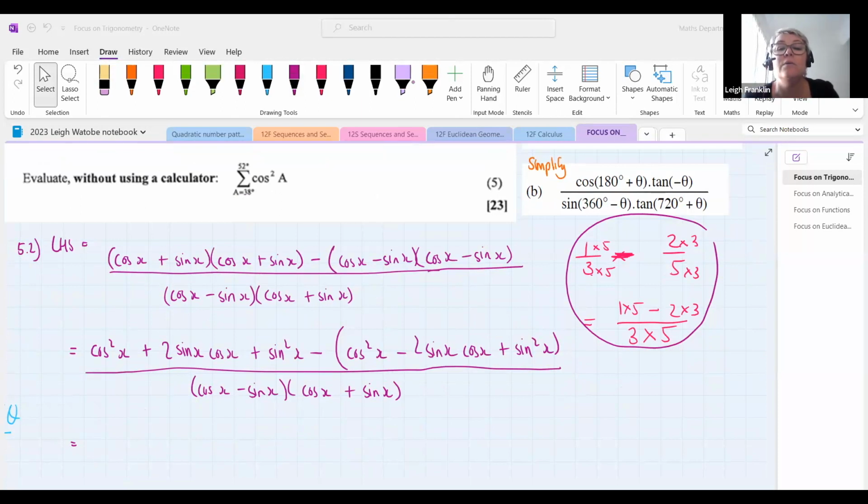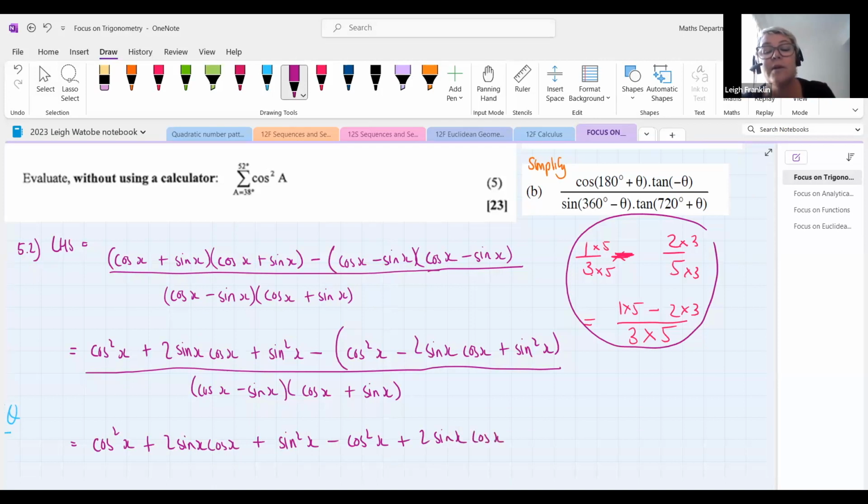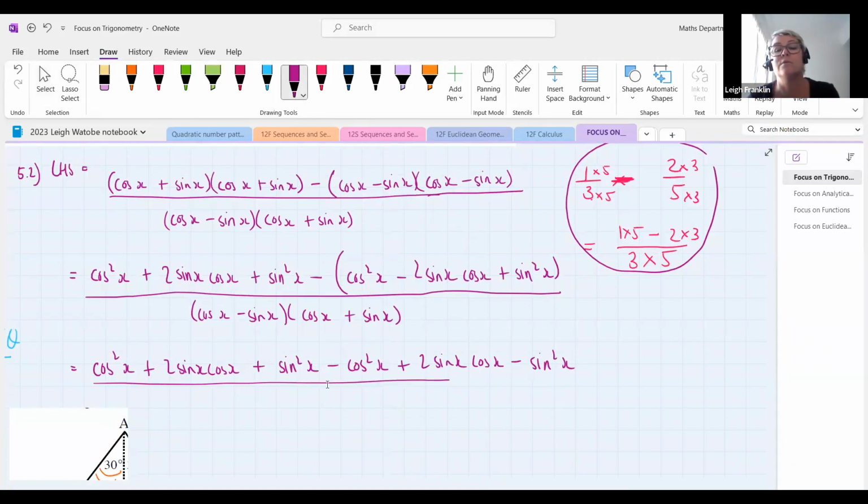So now I'm going to remove the brackets, right? So we've got cos squared x plus 2 sin x cos x plus sin squared x minus cos squared x plus 2 sin x cos x minus sin squared x. Okay, so all the terms inside the brackets changed sign. And this is over cos x minus sin x times cos x plus sin x.